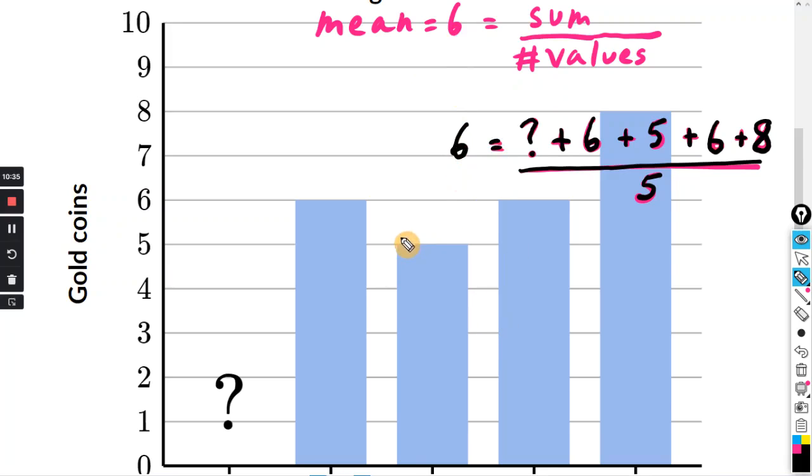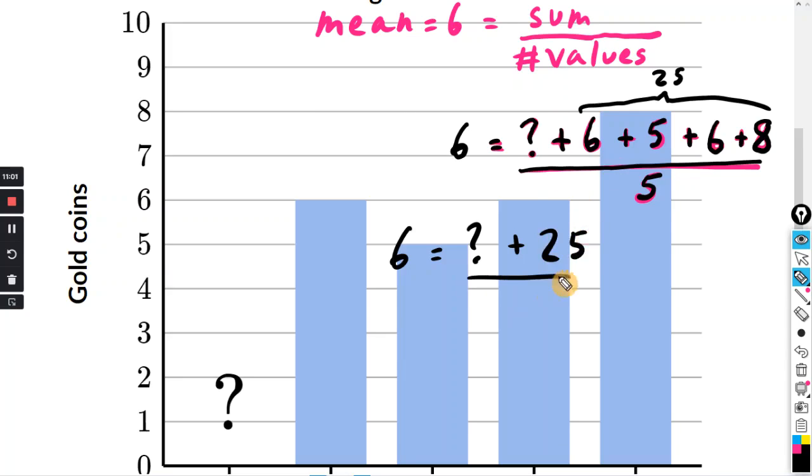So we have the 6. We have the question mark. 6 plus 5 is 11. 6 plus 8 is 14, and 14 plus 11 is 25. So this whole thing here, other than the question mark, is going to be 25. So we're left with question mark plus 25. And that whole thing is divided by 5. The opposite of dividing by 5 is multiplying by 5. We're multiplying this whole fraction times 5. Do that to both sides.